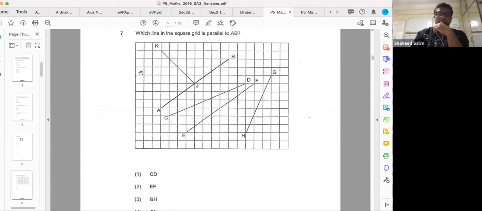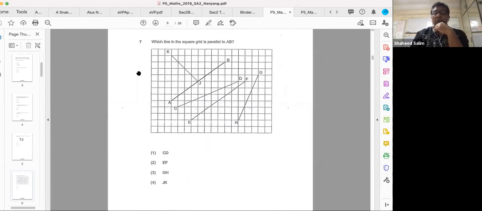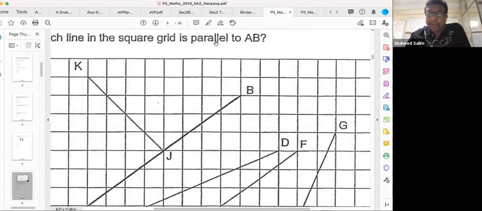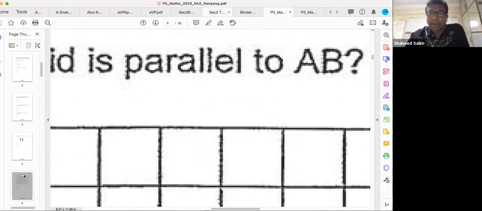Okay, you all try. Which one is parallel? Those of you who do not know the meaning of parallel, I want you to look carefully at the word parallel. It tells you what is parallel. Parallel means two straight lines that don't meet each other.